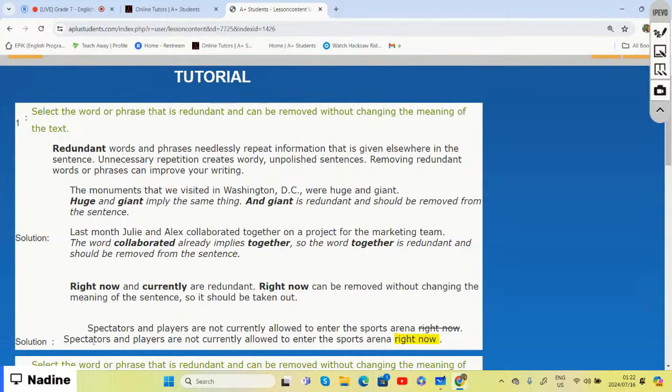Yes. Last month, Julie and Alex collaborated together on a project for the marketing team. The word collaborate already implies together, so the word together is redundant and should be removed from the sentence. So now it's like we are removing unnecessary words and unnecessary things. Together is the same as collaborated, so collaborated is the word to use instead of writing together again. The same with right now or currently, they are the same words.